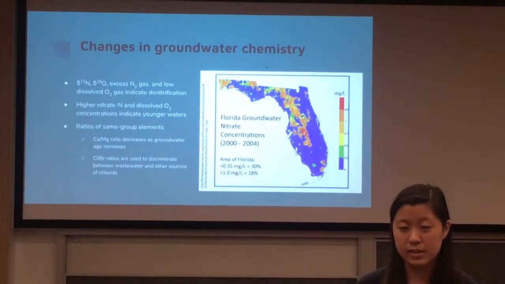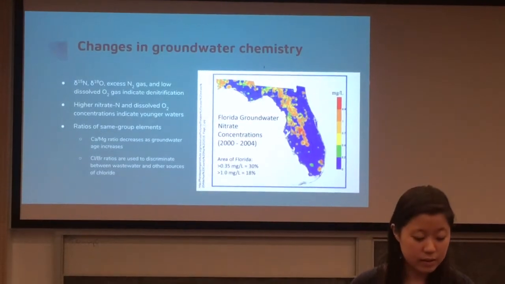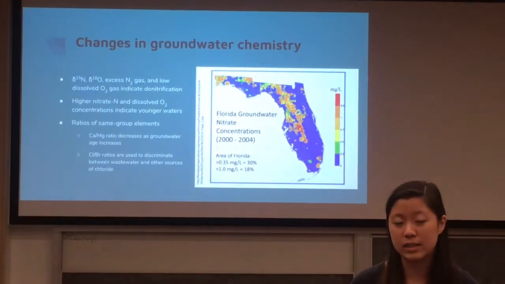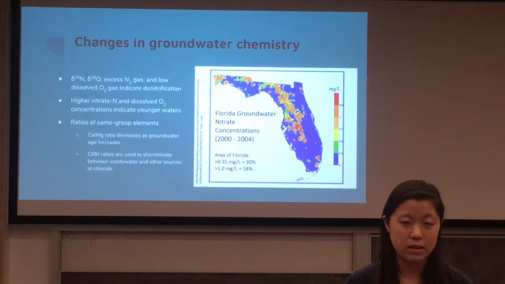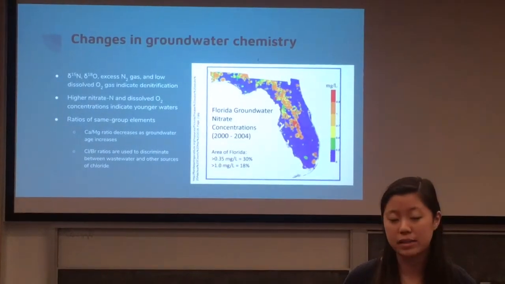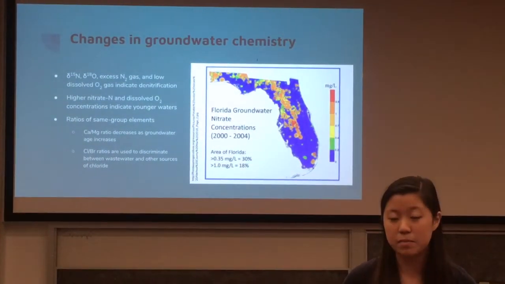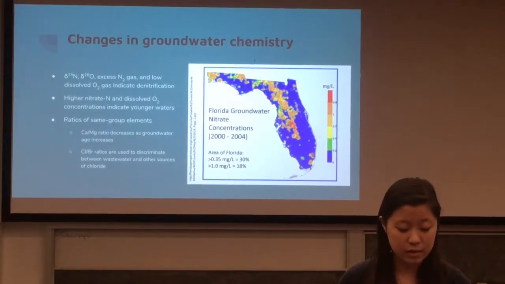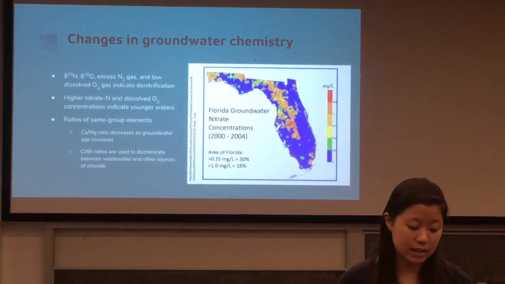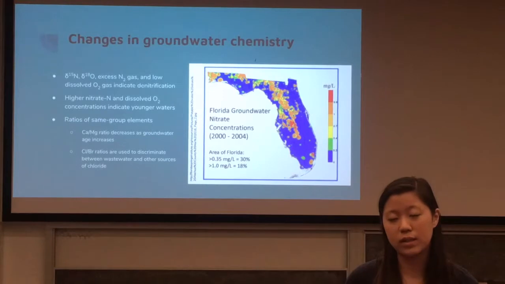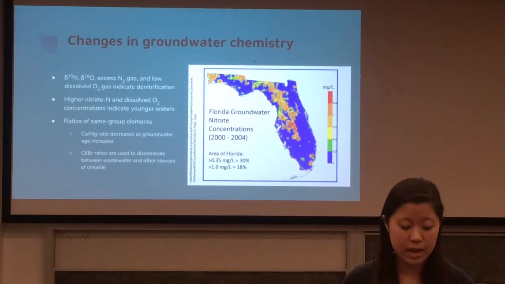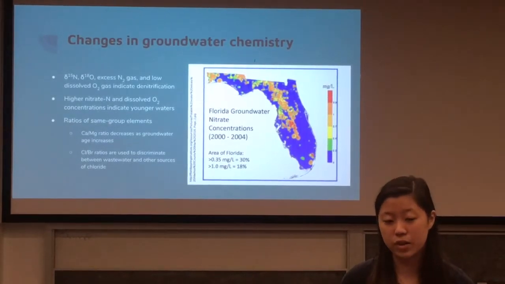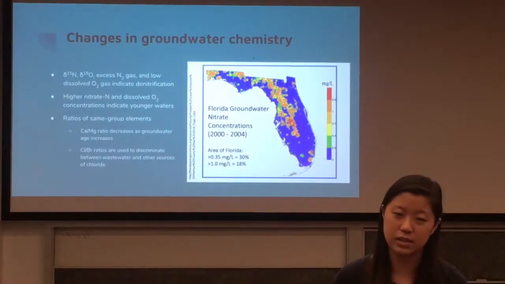So once we have groundwater samples and data to analyze, we can look at the isotopes of nitrogen, oxygen, and hydrogen. Higher nitrate and oxygen concentrations indicate younger waters, for example, and we can look at ratios of same group elements, such as calcium and magnesium, and chloride and bromine. In this diagram, you can see that the nitrogen concentrations change when you look at different areas of Florida, and as a general trend, areas further inland have higher nitrate concentrations.